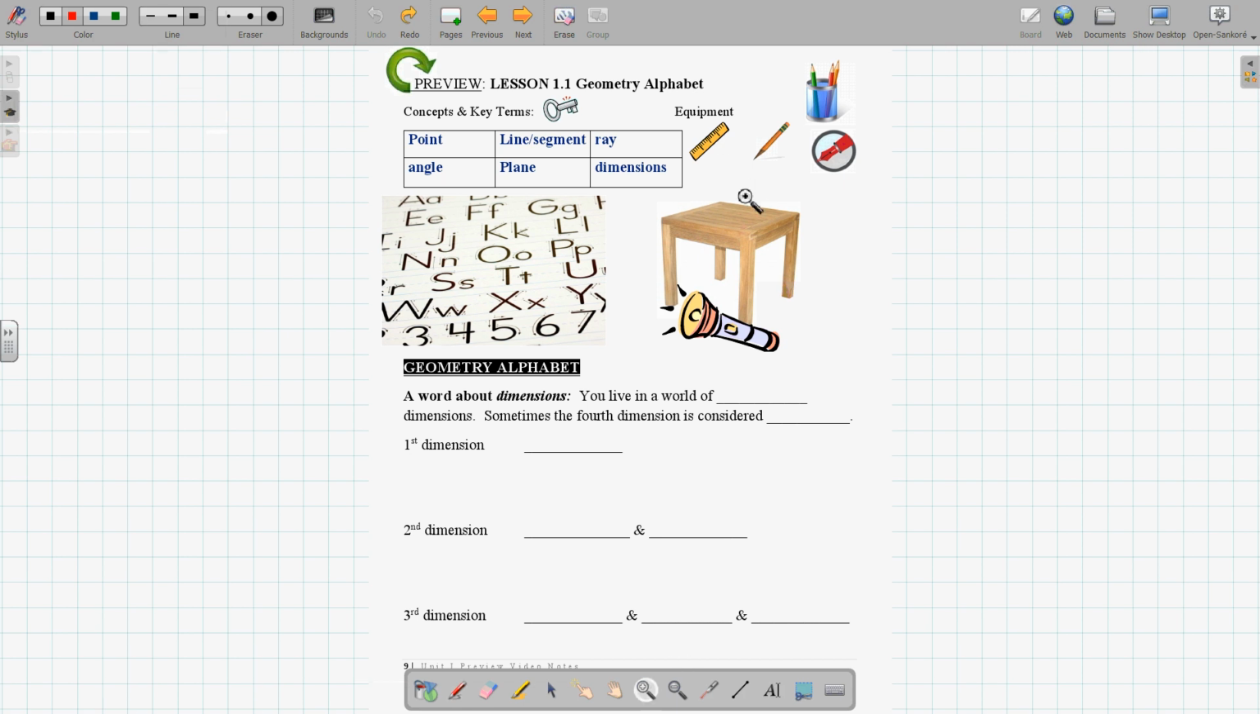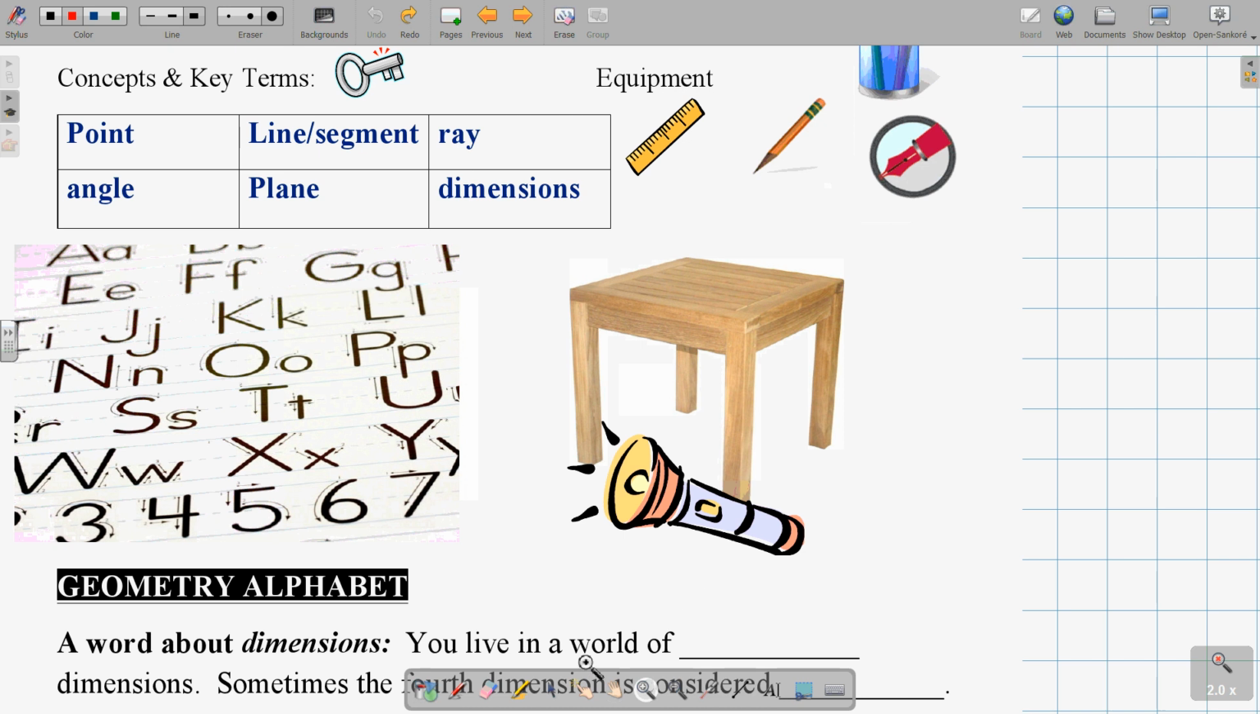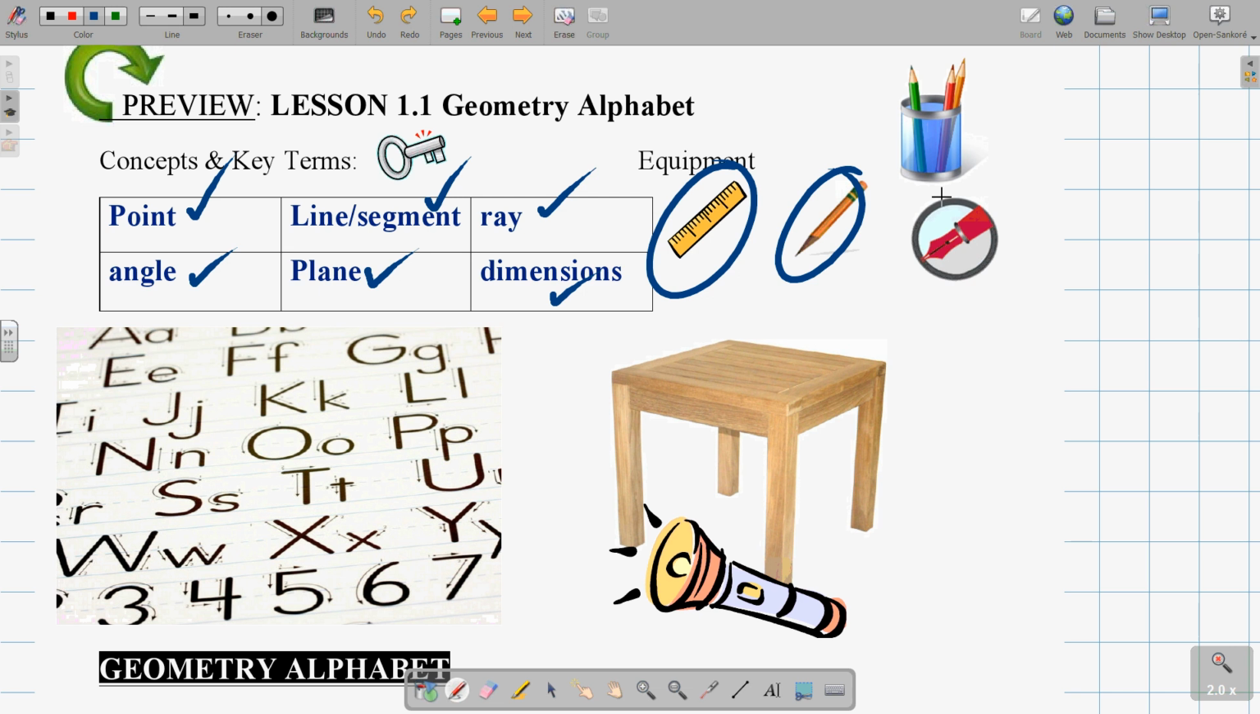Now we're going to get into today's new material. Lesson 1.1, the geometry alphabet. When you learn a language, you generally start with the alphabet of that language and learning to pronounce the letters of the language. Well, it's a similar thing in geometry. We have letters or building components. Our key terms, by the end of this lesson, you're going to know the point, the difference between a line and a segment, a ray, an angle, a plane, and the concept of dimensions. You should have a straight edge handy, a pencil, I recommend colors, and of course your red pen.